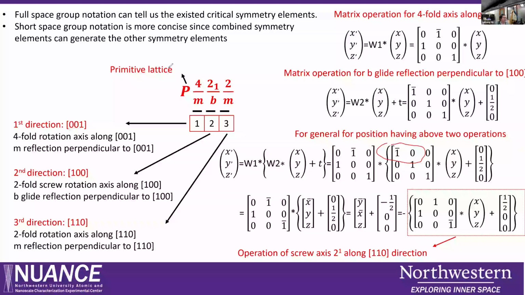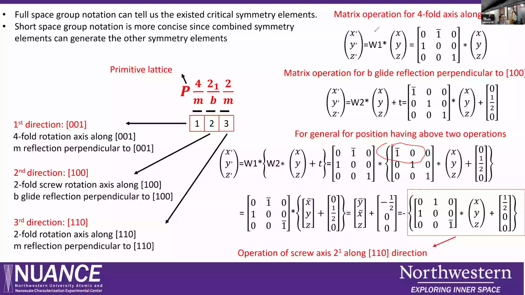The first direction for the tetragonal one indicates the 0 0 1 direction. That means along this direction you have a fourfold axis, and also a reflection perpendicular to this. In the second direction, you have a twofold screw rotation and a B glide plane. And the third direction, along 1 1 0, you have a twofold rotation and also an M reflection.